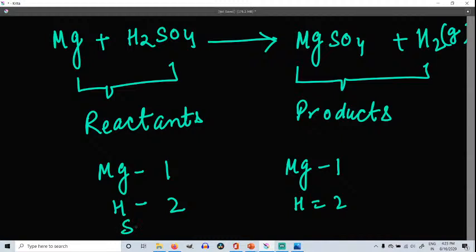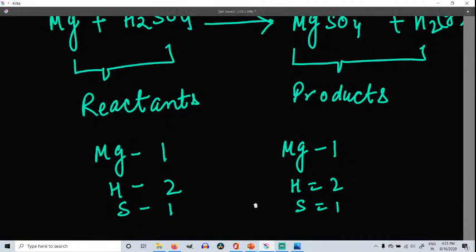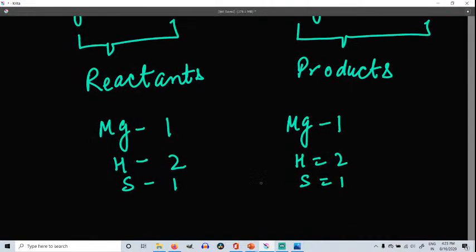We can see there is sulfur, only one in the reaction, and this side also one. So once again we are going to prove that this reaction is following the law of conservation of mass. We can see there are four atoms, this side also four atoms. Yes or no, Rishika? So we can see the number of atoms on both sides is the same. That's why the total mass of reactant will always equal the total mass of product.